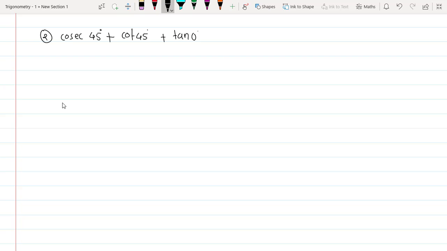So cosec 45 is nothing but the inverse of sin 45. Sin 45 is 1 by root 2, so cosec 45 becomes root 2. Plus cot 45, the inverse of tan 45, and tan 45 is 1. Plus tan 0, which is sin 0 by cos 0. Cos 0 is 1 and sin 0 is 0. So 0 by 1 is 0. So your answer is 1 plus root 2.